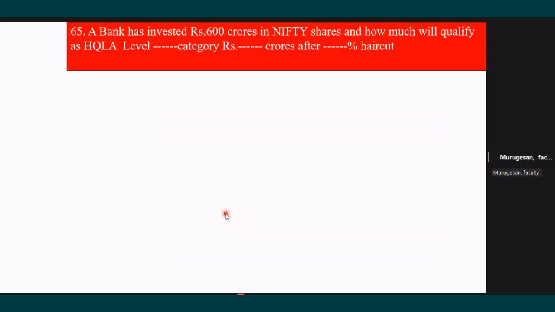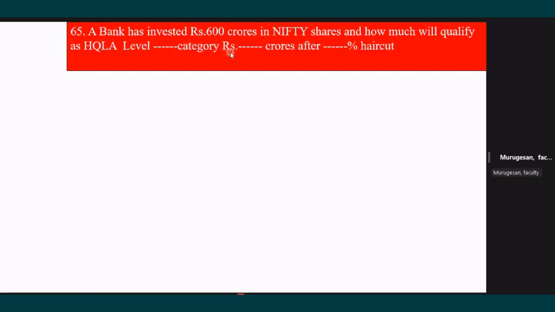Now one small example. A bank has invested 600 crore in Nifty shares. Nifty means first class. First time we are coming across an equity instrument. Otherwise, only debt instruments qualify as HQLA. But the only exemption is Nifty basket shares. Nifty means only the big companies will find a place in Nifty. Tata, TCS, Infosys, State Bank of India, such shares.